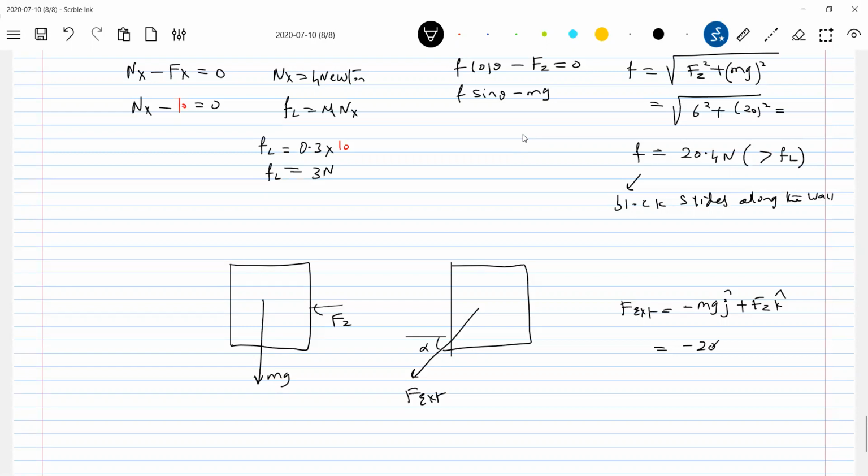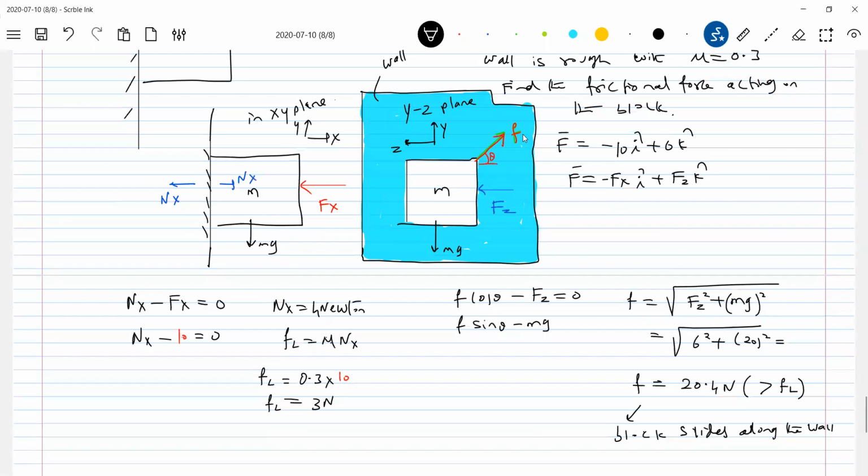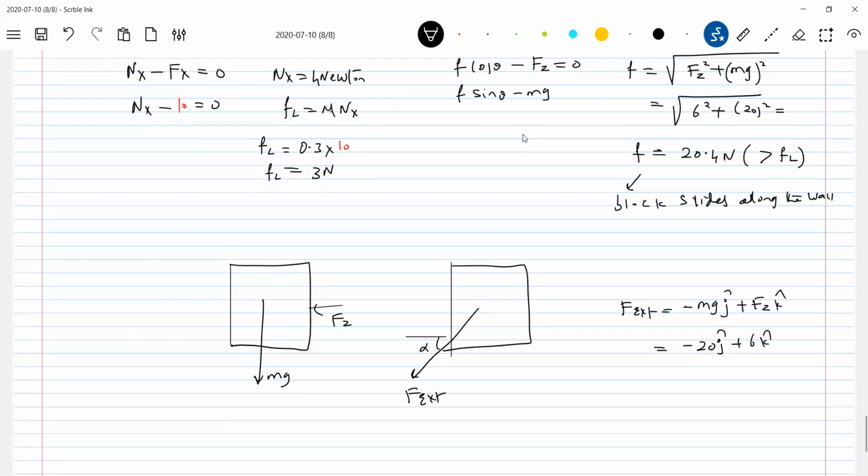Mg will be how much? 20 j cap. Fz is how much? 6 Newton. So calculate that angle. Okay, fine. So how to calculate tan alpha? Tan alpha should be equal to mg by Fz. Mg will be 20 by 6. This will be 10 by 3. This will be the alpha. Opposite to this is where I should show the direction of friction. And how much will it act? FL.